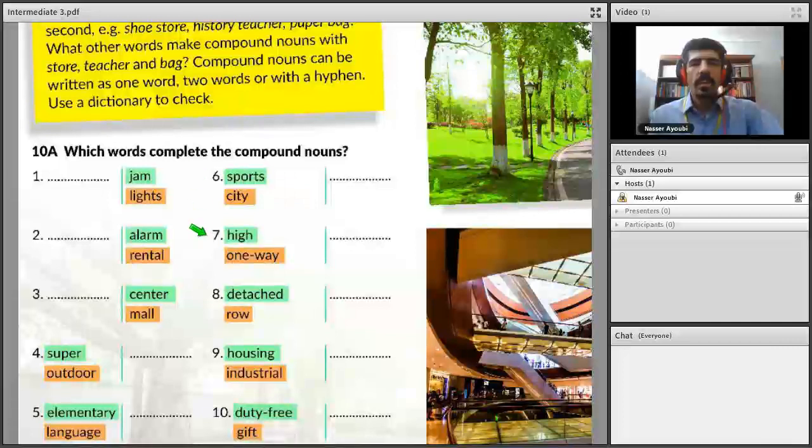Number 6, sports city. Sports center, city center. Number 7, high one-way. High street, one-way street. What is high street? High street is the main street in the town, with a lot of stores and shops, and a large number of houses are there. One-way street is the street that you cannot come back. When you are driving, you cannot drive back in that street. You have to just go.